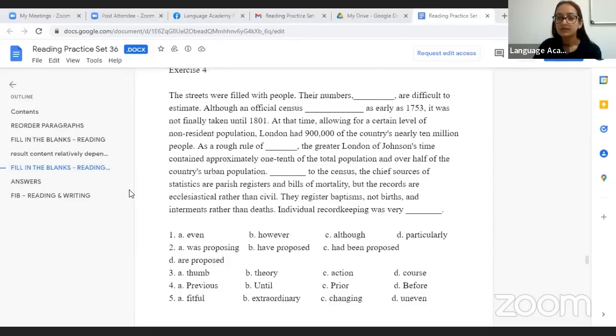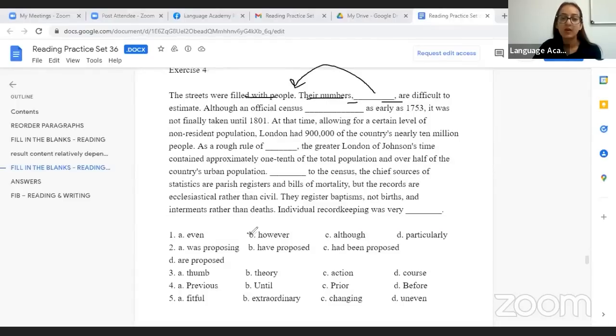Okay, let's look at the answers. We don't put even with commas. So the first blank says, the streets were filled with people, dash, their numbers are difficult to estimate. The blank between two commas, we definitely need a connector, and we can read it in the beginning of the sentence also. If it is between two commas, you can always read it in the beginning because that connector will establish the relationship between the previous sentence and the next sentence. The streets were filled with people, but the numbers are difficult to estimate.